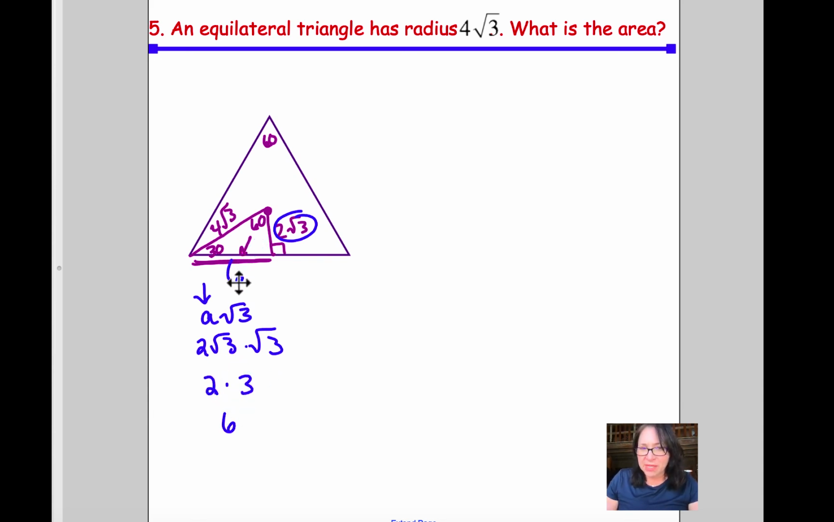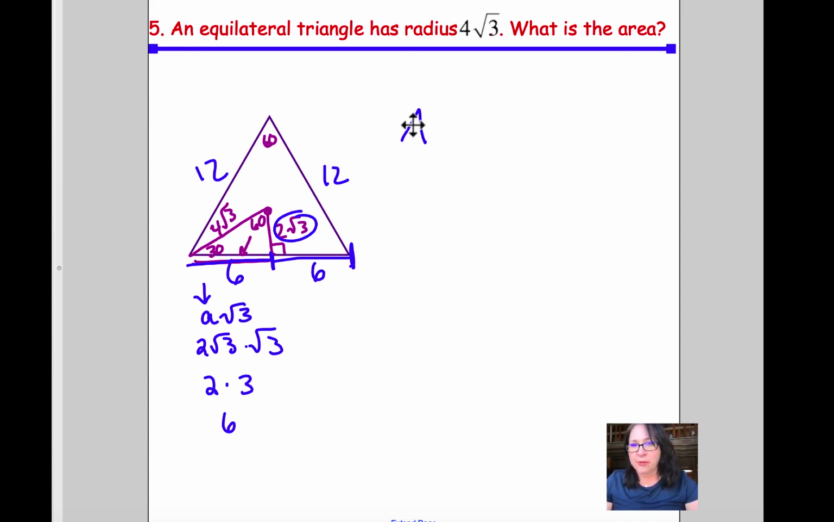So the length of this side from here to here is 6, which would then make the length of this side also 6. And 6 plus 6 is 12. And so therefore, the length of one of my sides is 12. And this being an equilateral triangle, it's 12 all the way around.